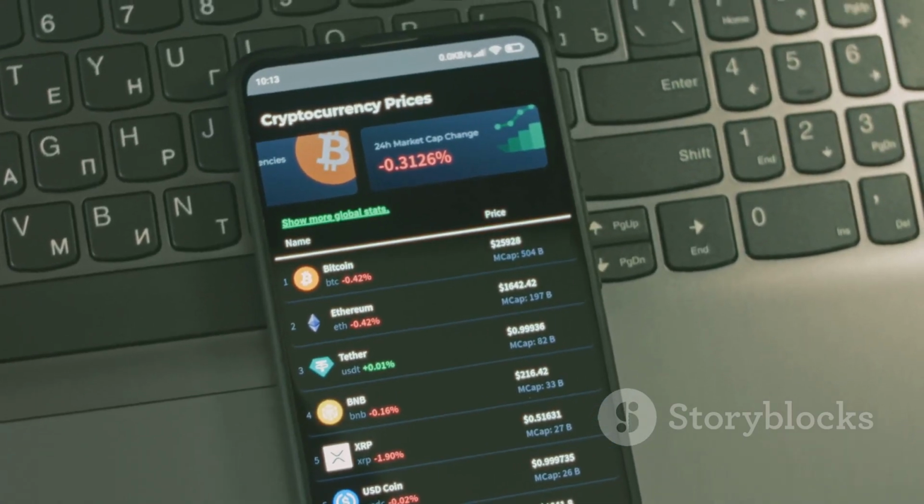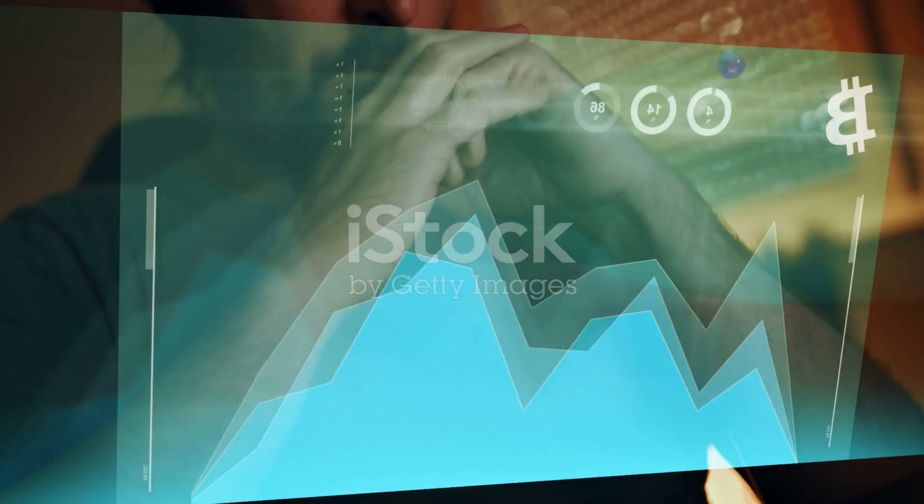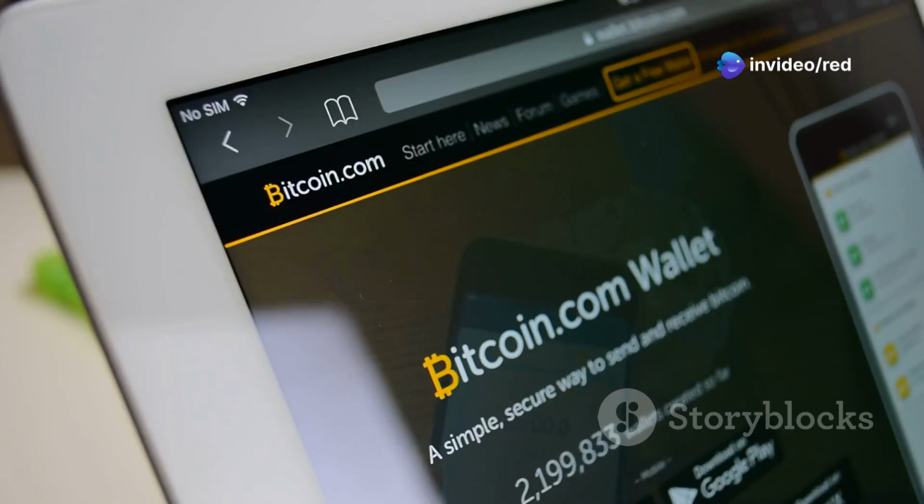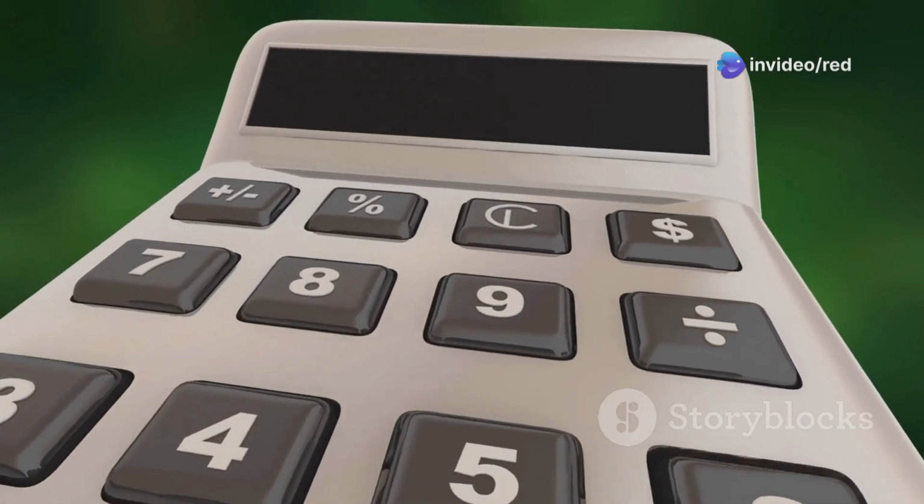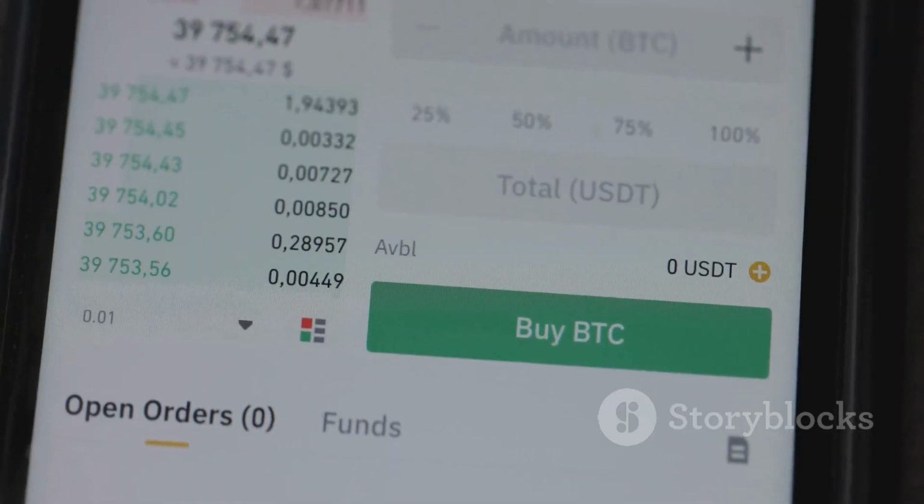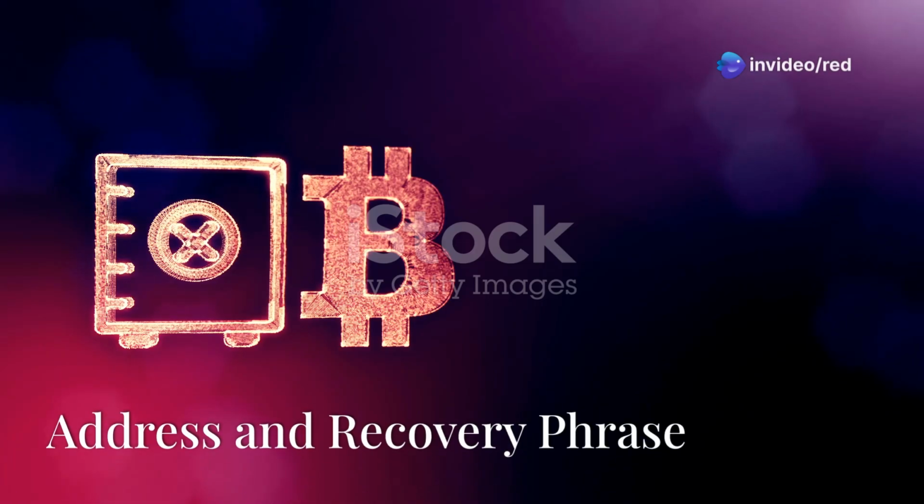People convert TRC20 USDT to Bitcoin for various reasons. Maybe they want to invest in Bitcoin hoping its value will go up, or they want to use Bitcoin for its privacy features. Whatever the reason, converting between these digital currencies is a key skill. In the following sections, we'll learn how to do this safely and securely.